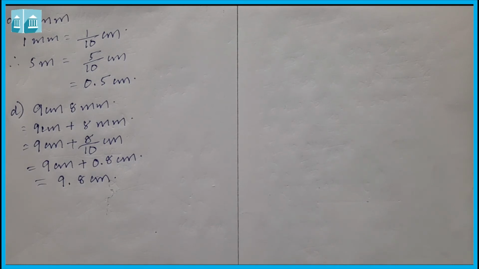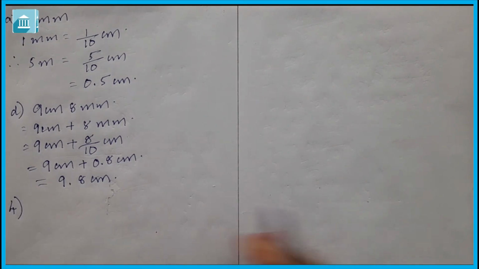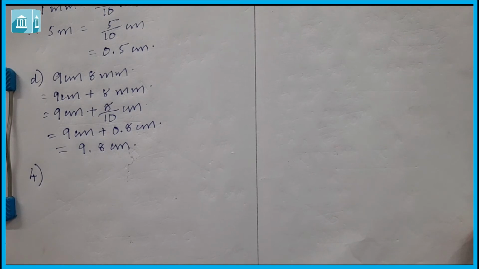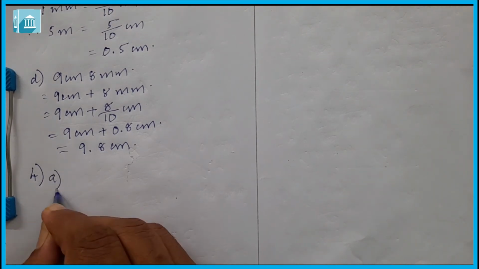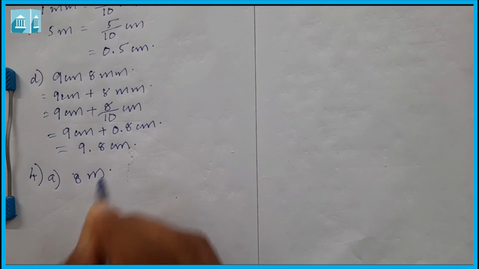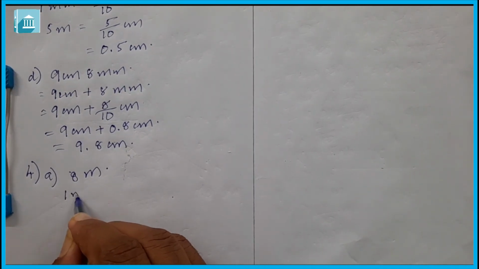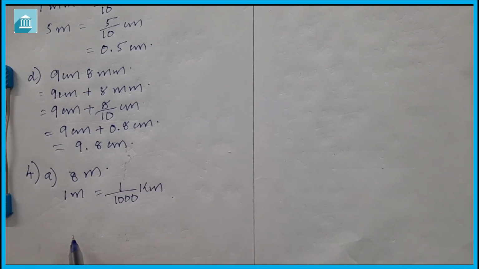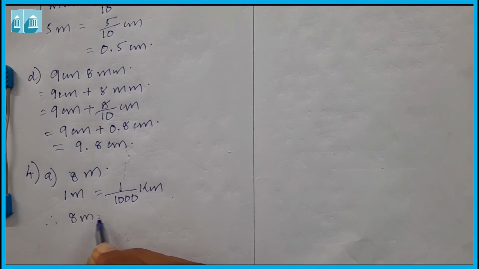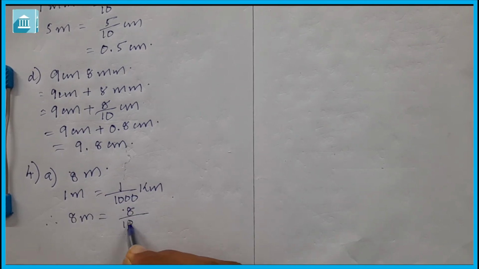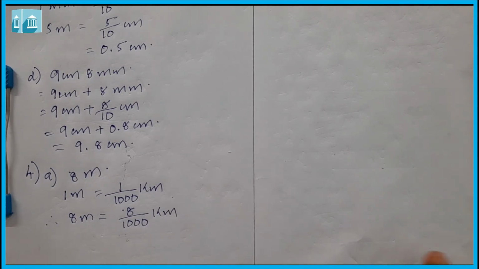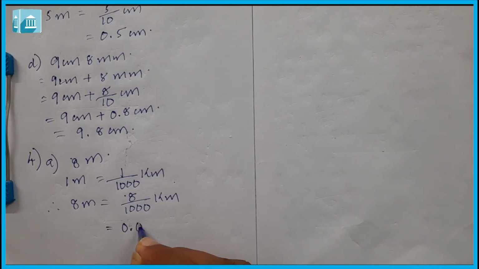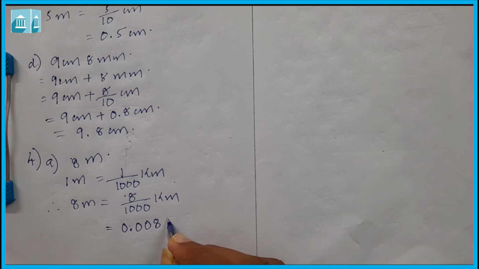Now the same, let us do question number 4 here. In question number 4 it is given express as kilometer using decimal. Let us do the A1. A is here 8 meter. We know that 1 meter is equal to 1 upon 1000 kilometer. So therefore 8 meter is equal to 8 upon 1000 kilometer, which is equal to 0.008 kilometer.